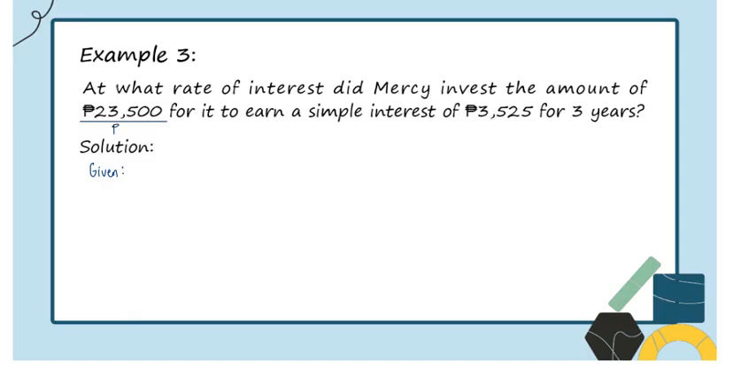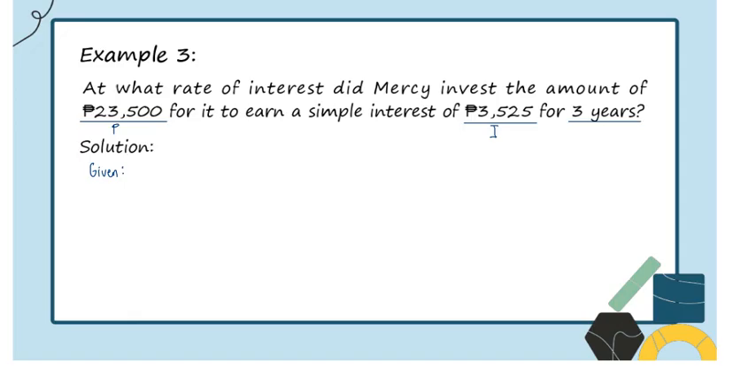Kasi again, sa definition, it's not only limited to just borrowing money, it could be money that is invested for a principal, for an initial amount. And then, also, another thing that was given in the problem is the simple interest of 3,525. So, obviously, this is going to be our I. Kasi nga, siya yung simple interest.